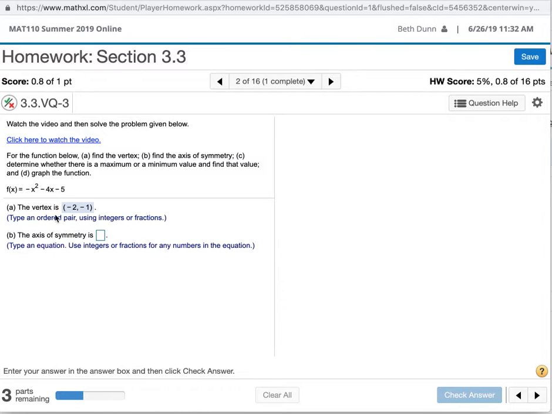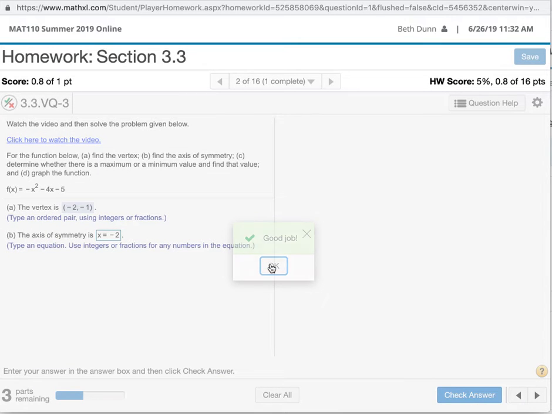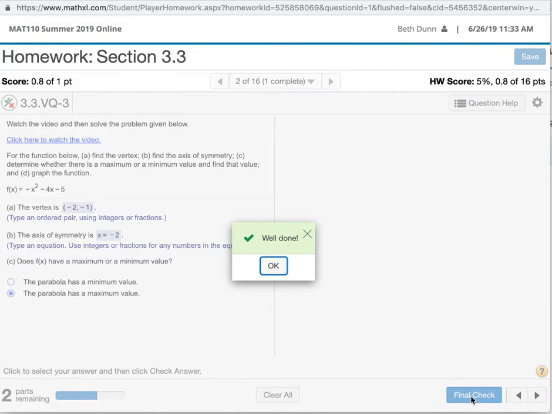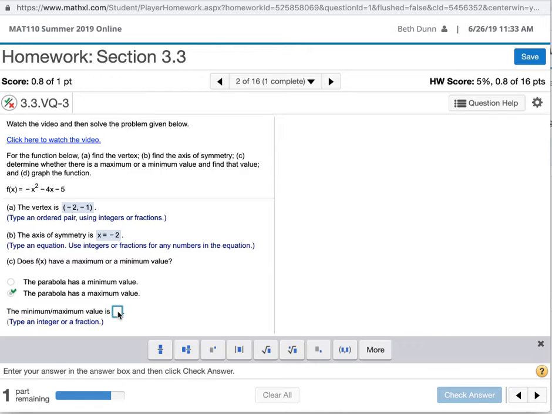And so based on the vertex, the axis of symmetry has to be x equals negative 2 because it's going to be the x part of the vertex. And because this lead coefficient is negative, I know the parabola is upside down, so it has a maximum value. And the y part of the vertex is the maximum. So the maximum value is negative 1.